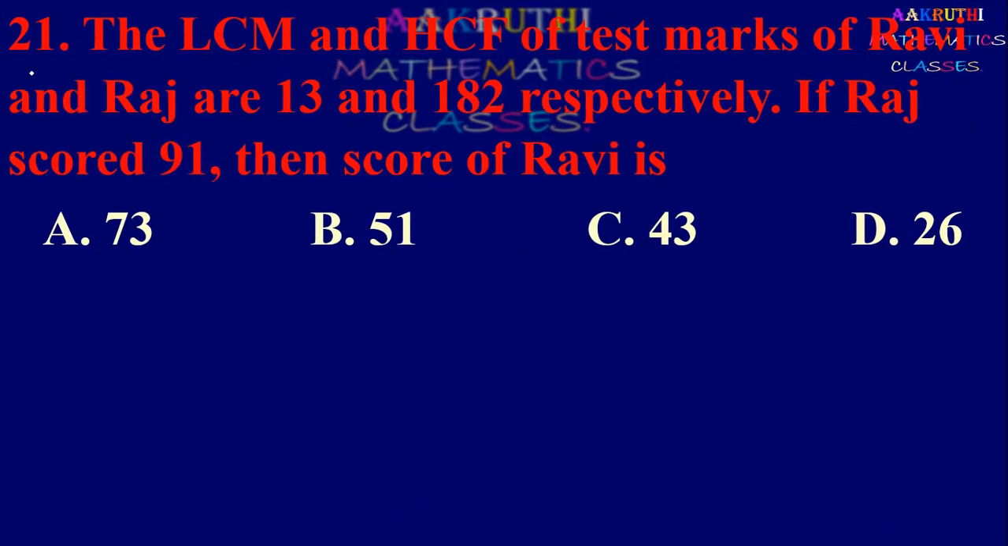So next question, question number 21. The LCM and HCF of test marks of Ravi and Raj are 13 and 182 respectively. So here LCM is 13 and HCF is 182. If Raj scored 91, then the score of Ravi is?